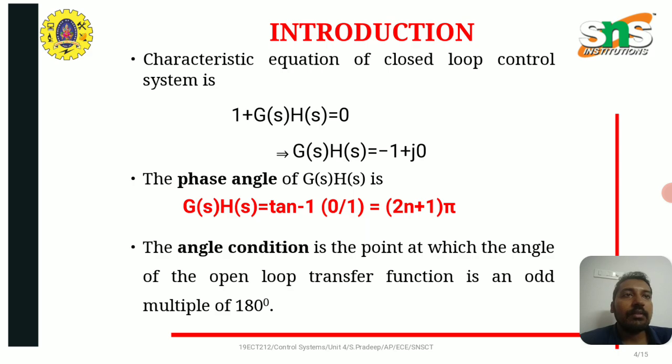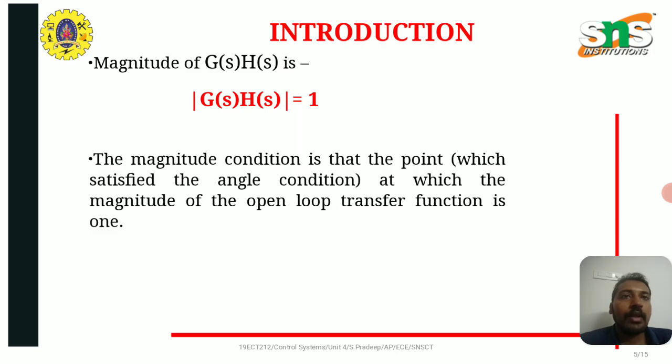The characteristic equation of the closed loop control system is 1 plus G(s)H(s) equal to 0. The phase angle of G(s)H(s) is tan inverse of 0 by 1, which is equal to (2n plus 1)π. The angle condition is the point at which the angle of the open loop transfer function is an odd multiple of 180 degrees. The magnitude of G(s)H(s) is 1. The magnitude condition is that the point at which the magnitude of the open loop transfer function is 1.